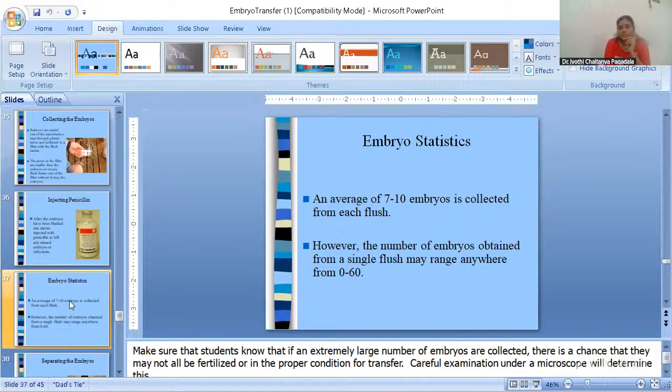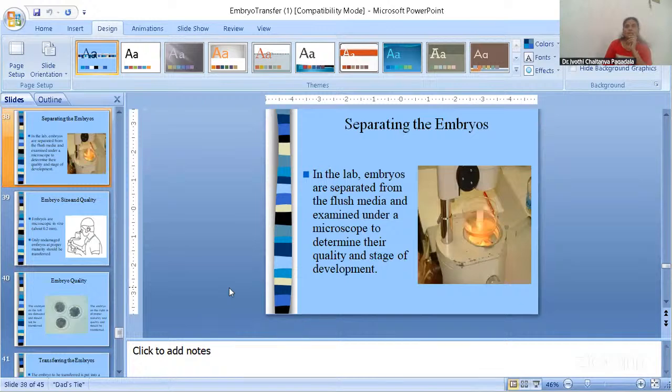An average of 7 to 10 embryos is collected from each flush. However, the number of embryos obtained from a single flush may range anywhere from 0 to 60. How to separate the embryos? Here you can see the laboratory technique. In the laboratory, the embryos are separated from the flush media and examined under a microscope to determine their quality and the stage of development.